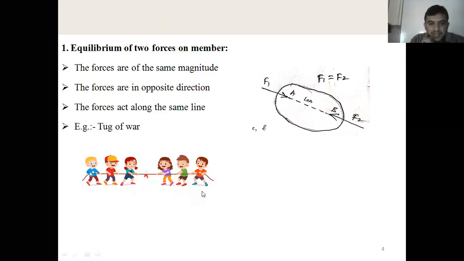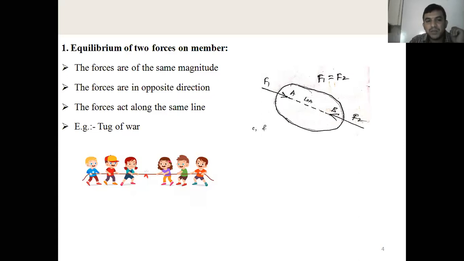Then you can see the best example here, a tug of war. The children are playing a tug of war. If they apply a force in one direction here, on the right side, the other members, our children, are applying force in another direction. Those two forces, the tug should be in equilibrium condition, which means the forces applied by the children should be equal, right?